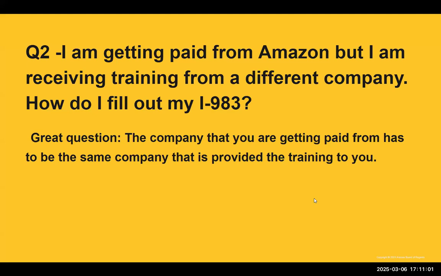For question two, I'm getting paid from Amazon, but I'm receiving training from a different company. How do I fill out my I-983? So, as I mentioned earlier in the presentation, the company that you're getting paid from has to be the same one that's providing the training for you. So, in this scenario, this would not be allowed because, in theory, you're receiving that training from a third-party company, not Amazon. So, this would not be an eligible form of employment on STEM OPT.